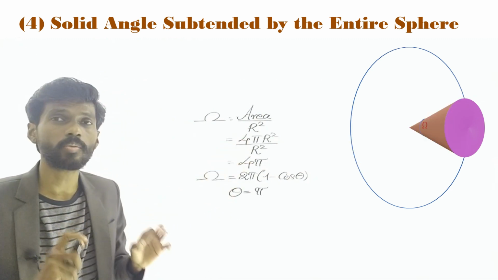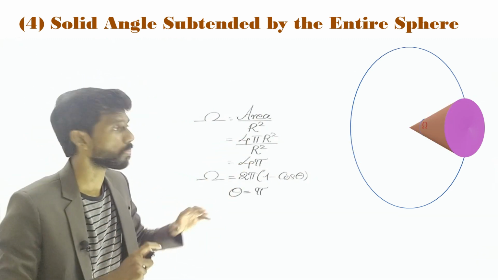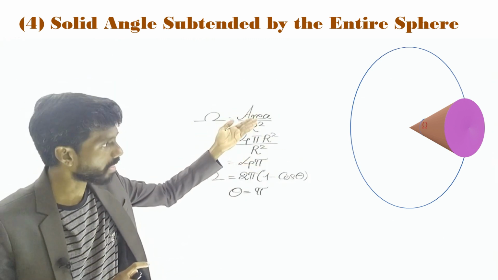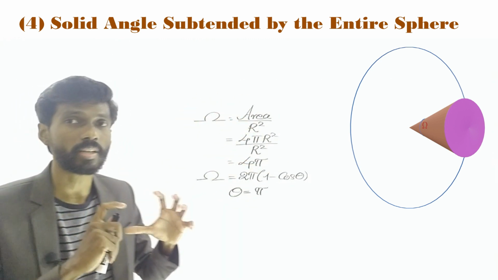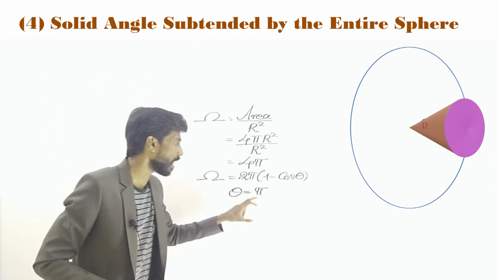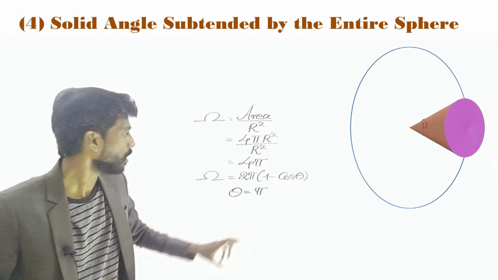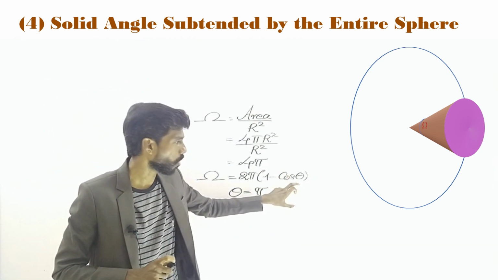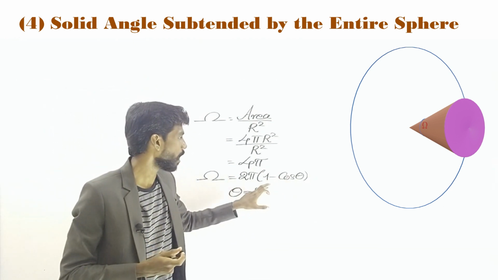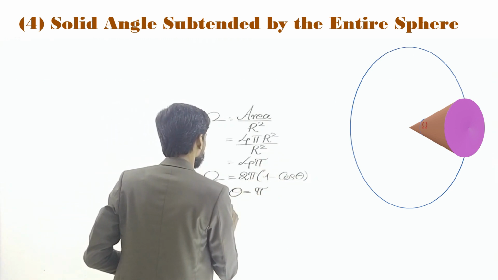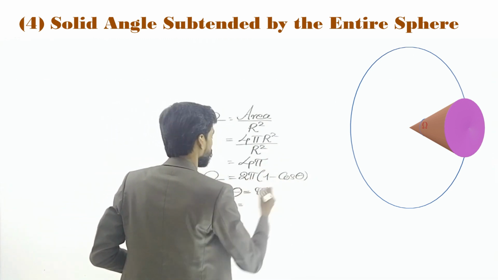So it is not required to take angle theta 360 degrees, because if you take only the upper arc, that covers the entire sphere. So it is just enough to take the angle theta to be 180 degrees, it will cover the whole sphere. Do you understand? Take theta equal to pi, so cos pi is minus 1. So 1 minus minus 1, that will give you the answer. So 4 pi. This equals 2 pi multiplied by 2, so 4 pi.